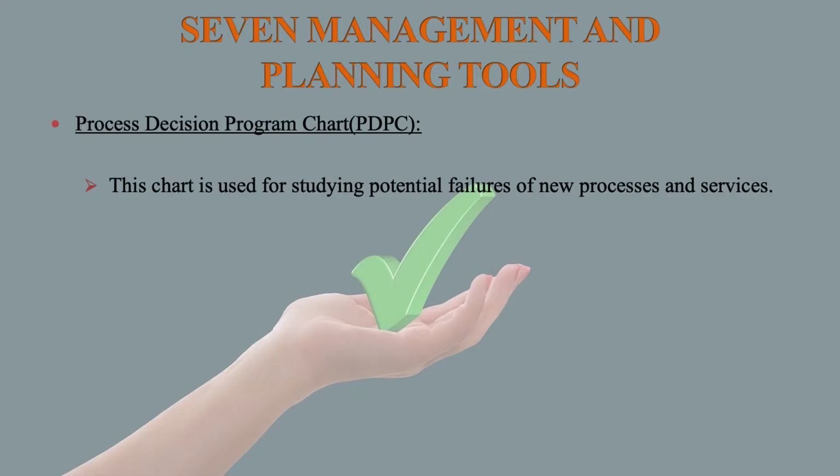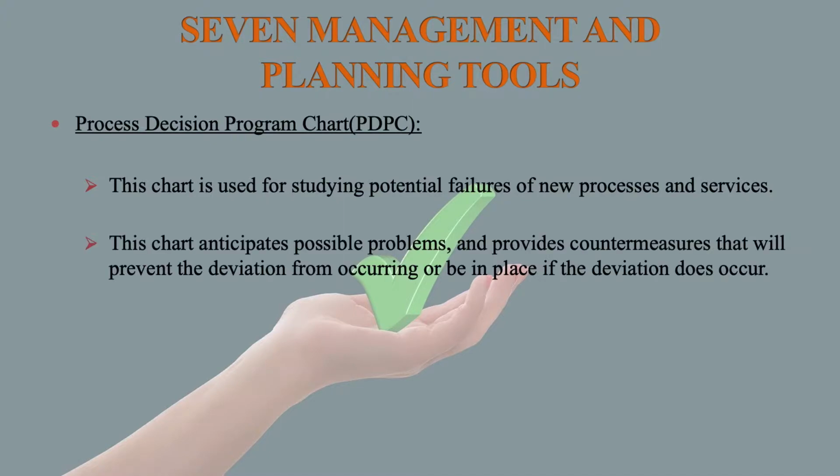Then the 7 management and planning tools. The 5th one is process decision program chart. It is also known as PDPC, process decision program chart. This chart is used for studying potential failures of new processes and services. This chart anticipates possible problems and provides countermeasures that will prevent the deviation from occurring or be in place if the deviation does occur. An example of PDPC is shown in figure 4 in the next slide.